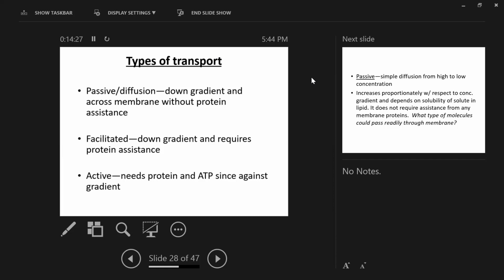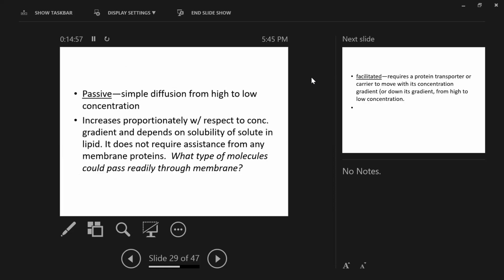But the problem is it's either too big or too polar because of the lipid bilayer, so it needs help. Active transporter, a molecule is going against its gradient. Sometimes it does use direct ATP. Other times it doesn't need direct ATP, but it needs a protein transporter and another molecule, but that molecule is going down its gradient. And we'll see a cartoon. This is just all words here, but we will soon see a cartoon.